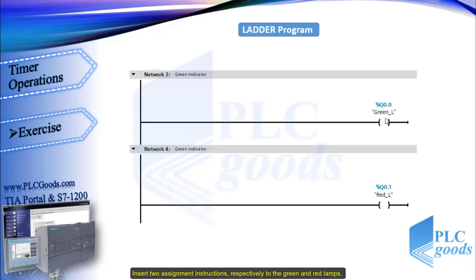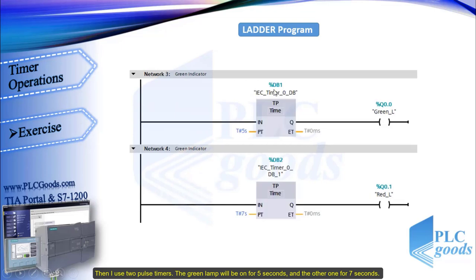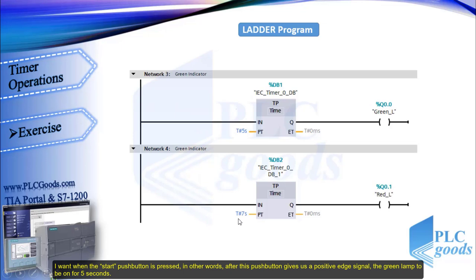Insert two assignment instructions respectively to the green and red lamps. Then I use two pulse timers. The green lamp will be on for 5 seconds and the other one for 7 seconds. I want, when the start push button is pressed, in other words, after this push button gives us a positive signal, the green lamp to be on for 5 seconds.